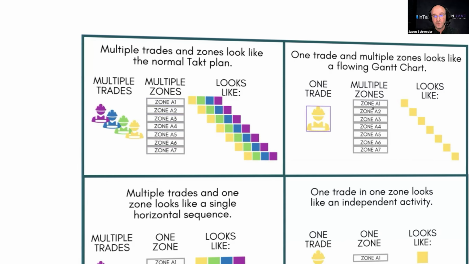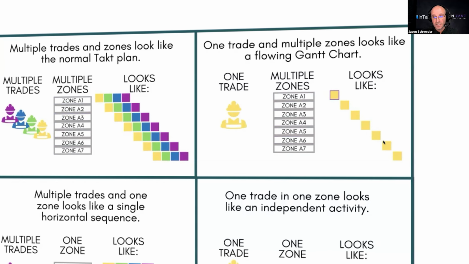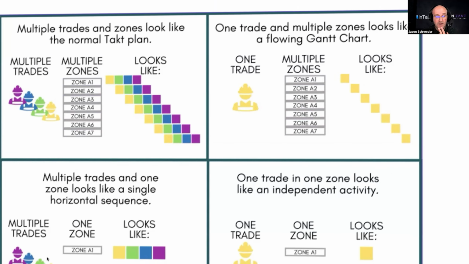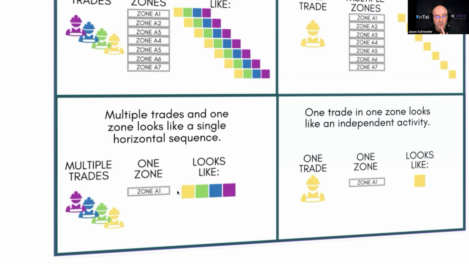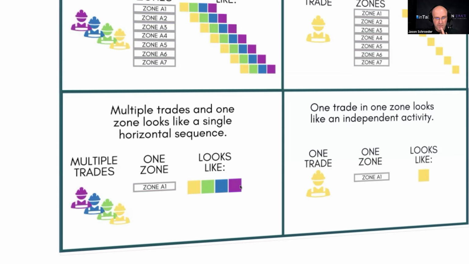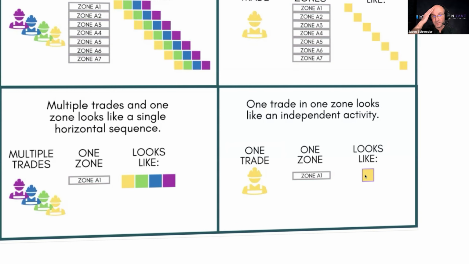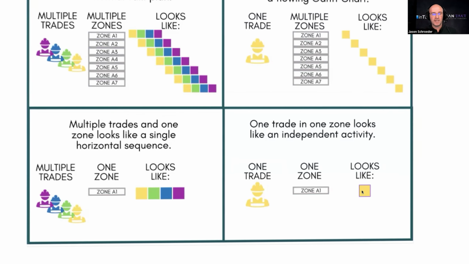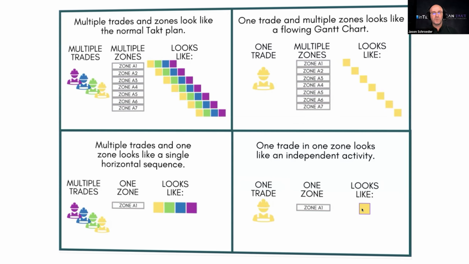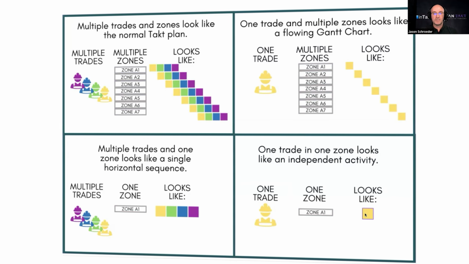If you have one trade with multiple zones, it will simply look like a Gantt chart, okay? If you have multiple trades and one zone, it will simply look like a horizontal sequence. And if you have one trade and one zone, it will simply look like a single activity. So the framework is dynamic, meaning that if you don't have multiple zones in a remodel, the system still works.